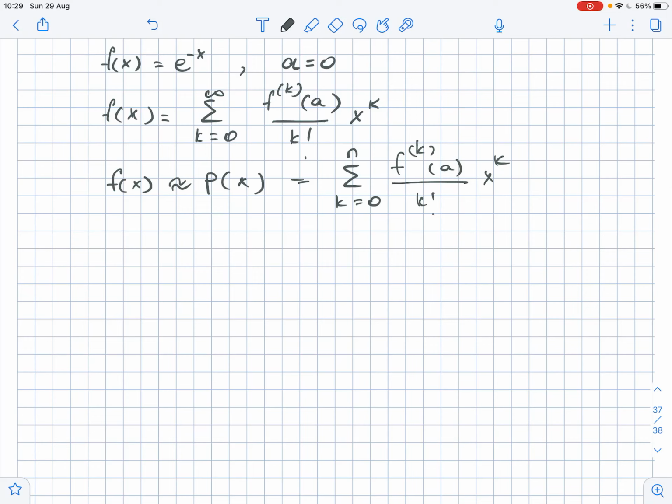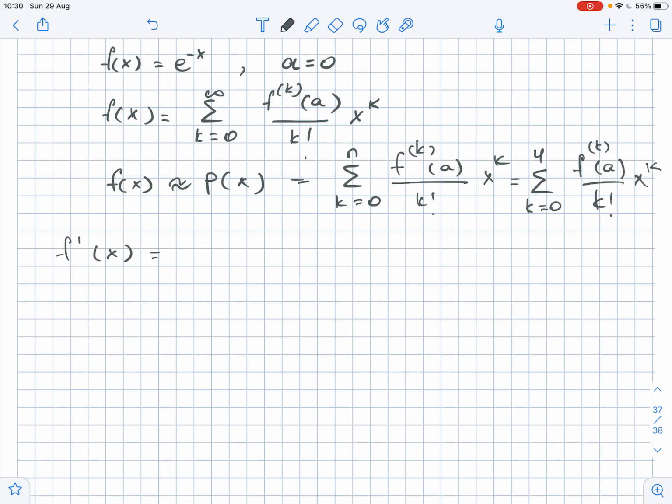But since we need to find only the first four terms, we can rewrite this as the sum from k equals 0 to 4 of the kth order derivative of f at a over k factorial times x to the power of k. So what we need to do now is to find the derivatives and evaluate them at the given point.